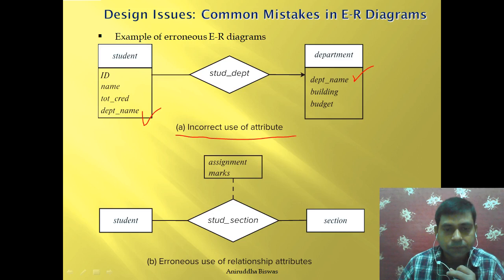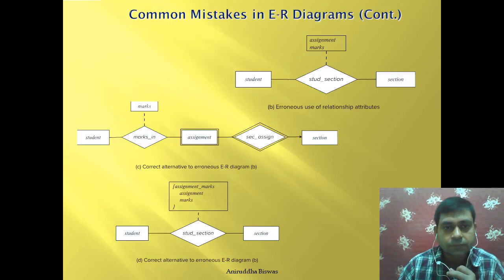Similarly here, the student section where we are putting the assigned marks is also not correct. So this kind of mistake should be avoided. Now here, student section is having this particular entity, but this cannot be here. So this is an erroneous representation, wrongly putting the entity connected with some wrong relationship.